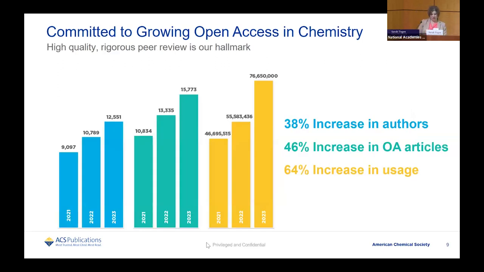Our efforts to help the community navigate the transition to open access are working. In the past 3 years, our open access authorship has increased by 40%. Our open access articles have increased by 50%, and the usage of our open access articles has grown by 64%. That number of published papers in 2023, more than 15,700 open access articles, represents about 25% of our portfolio, and we are committed to moving with the market. I think it's really great to see that RSC and ACS are just about on par with the percentage of papers that are published open access.